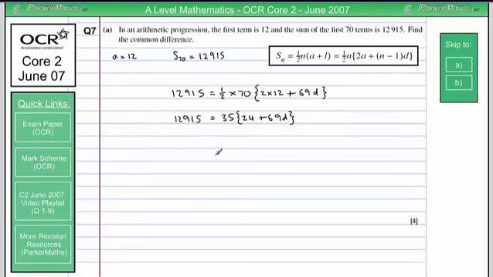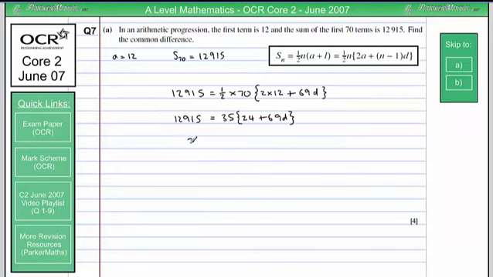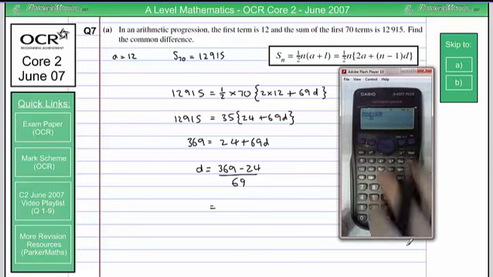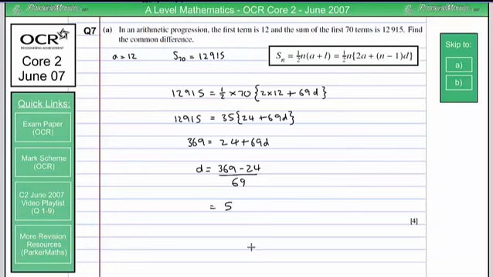Let's divide through by 35. So 12915 divided by 35 gives us 369. And that's going to equal 24 plus 69d. So to isolate d, we're going to subtract 24 and then divide by 69. So d equals 369 take 24 divided by 69. And if we do that calculation, we get 5. So d equals 5.